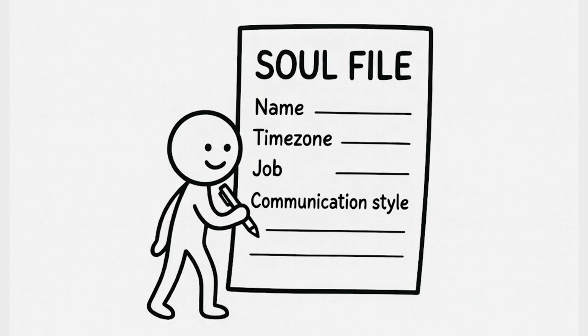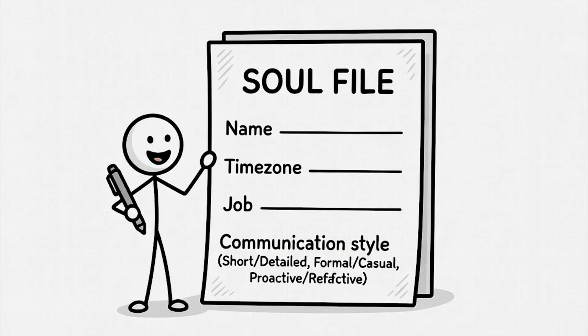First thing you do before anything else is write your soul file. This is a document that tells OpenClaw who you are, your name, your time zone, what you do, how you want it to communicate. Short answers or detailed, formal or casual, proactive or reactive. Think of it like onboarding a new employee. You wouldn't hire someone and say, "Figure it out." Same logic here. I'll drop an example soul file in the description so you can copy and customize it.